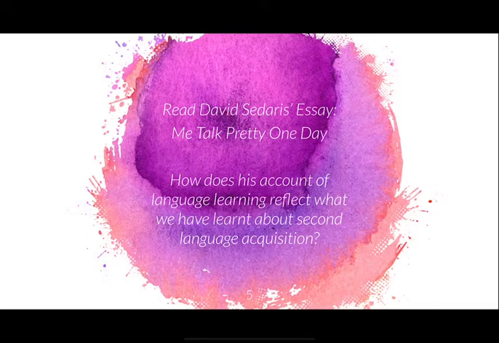Okay, now I'd like you to read through David Sedaris' essay titled Me Talk Pretty One Day. You'll have access to this from your teacher or via the Google Classroom. I want you to think about how his account of language learning reflects what we've learned about second language acquisition. So read through it, think about this question, read through it again, and then write a paragraph responding to that question, please. Once you're finished with that, come back to the video.